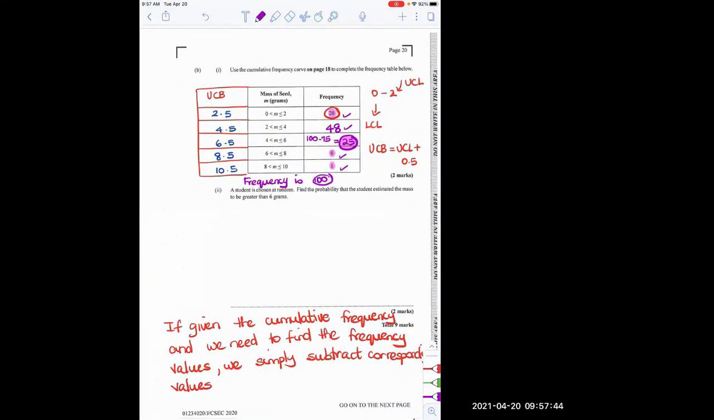A student is chosen at random. Find the probability that the student's estimated mass is greater than 6 grams. Here we have the interval greater than 6. Here these numbers are greater than 6. So the probability of X greater than 6 would be 6 students plus 1 student divided by 100, which is 7 over 100.